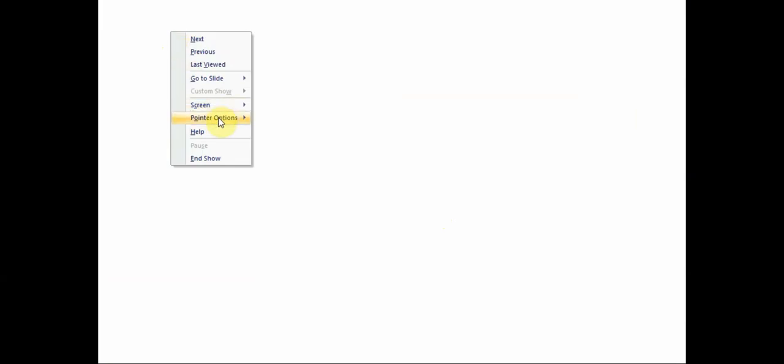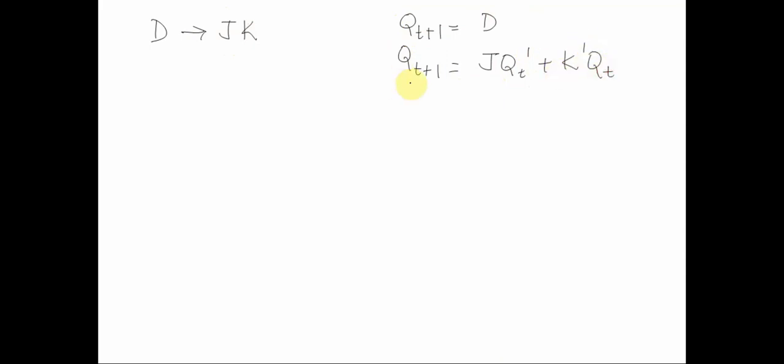During the course, we already looked at how we convert a D flip-flop into a JK flip-flop. And what we did was we used the characteristic equations, which are Q(t+1) = D for the D flip-flop, Q(t+1) = J Q' + K' Q for JK, and Q(t+1) = T XOR Q(t) for the T flip-flop.